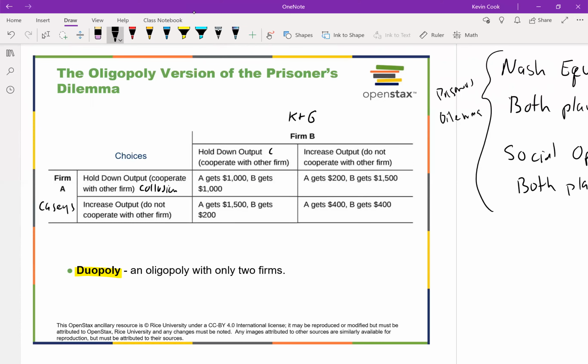The same thing for Come and Go. If they decide to hold down their output, they're keeping their prices high. That's colluding. Or if they increase their output, this is going to mean a low price. So that means that they don't cooperate in their collusion agreement. So again, just making a little notation for you. They have a choice to charge a high price or a low price. And same thing with Come and Go, either a high price or a low price.